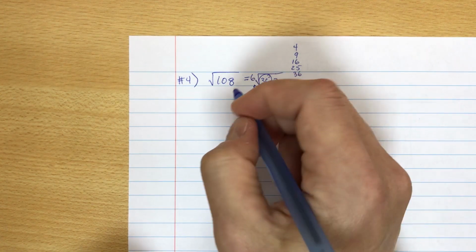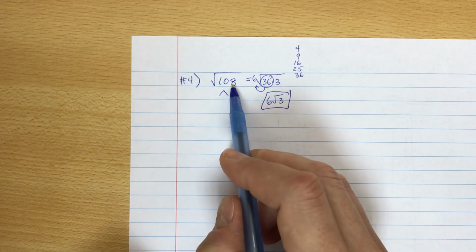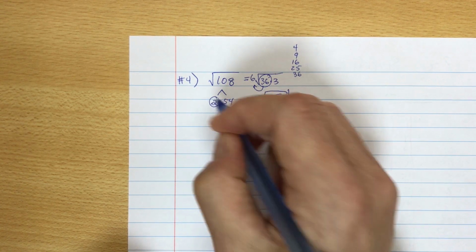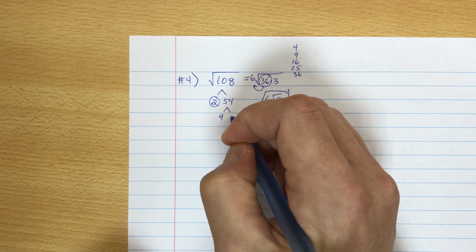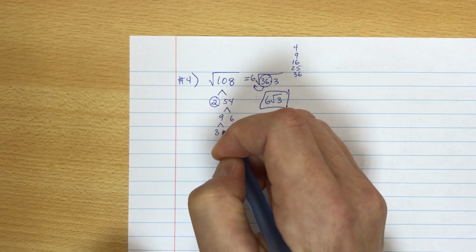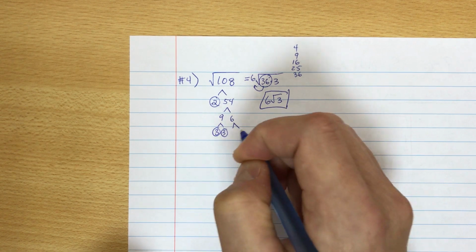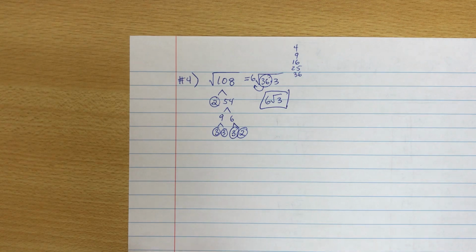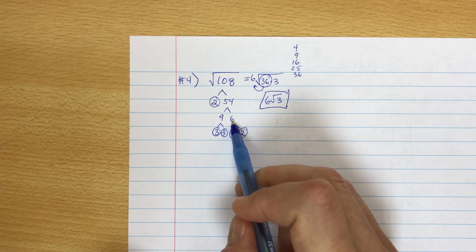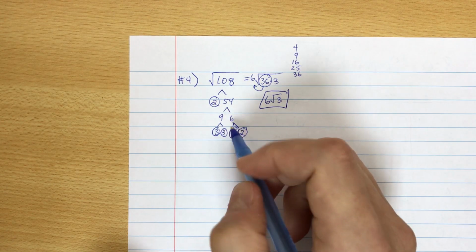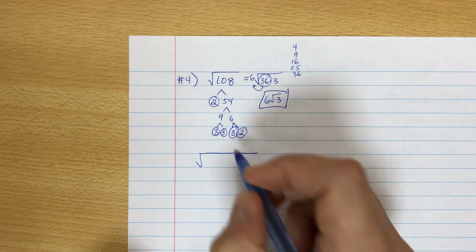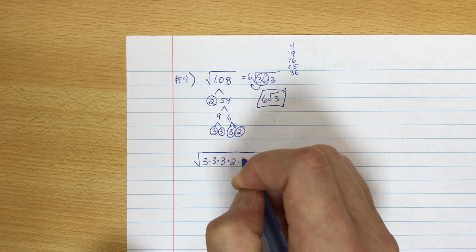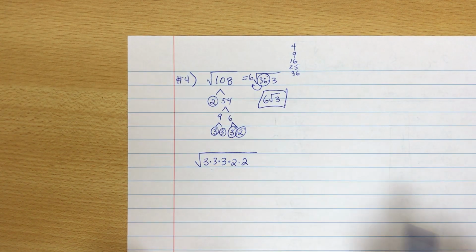But if I make a tree, this is an even number, so I could always divide by 2. 2 times 54. 9 goes in 9 times 6. 9 is 3 times 3. Be careful with 6. That is 3 times 2. It's not 3 and 3, because I'm not adding to get to this, I'm multiplying. Now, let's see, square root. We have 3 3's. We have 2 2's. I have to make sure I write all of these down.